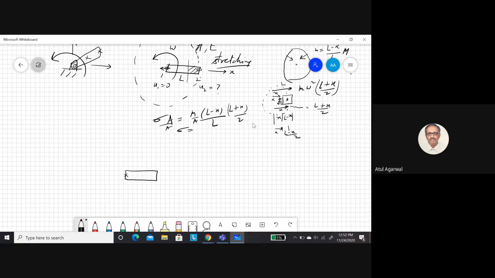Suppose I have two nodes. So these are the nodes. There will be some force on this node, call it the reaction. There is no external force on this node. Now, what is the strain energy of this bar?